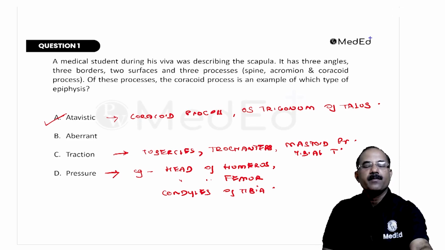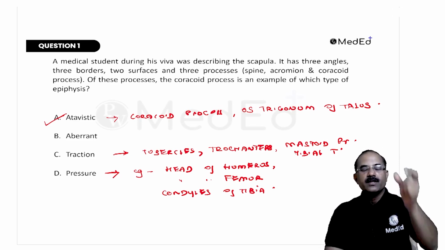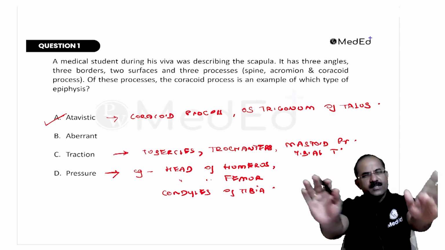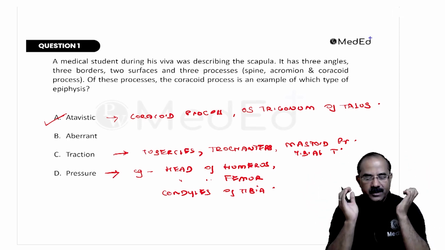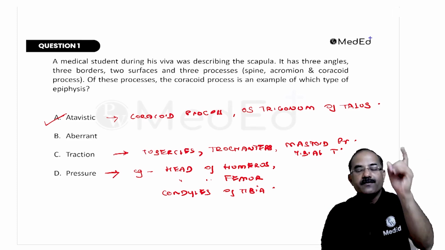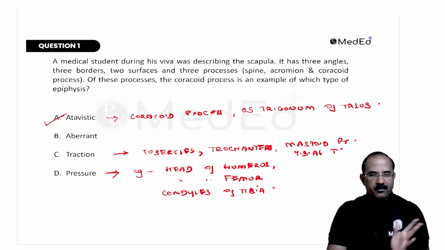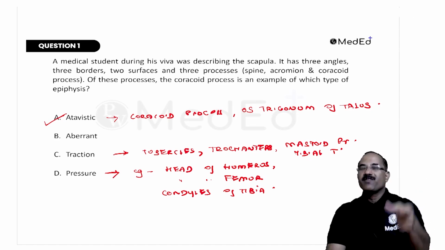What is atavistic epiphysis? Epiphysis which is functional in lower animals. It is degenerated in humans. It has lost its importance. Examples are coracoid process of scapula and os trigonum of talus. Perfect? Come to the last epiphysis.